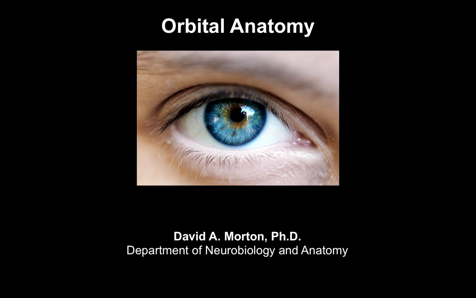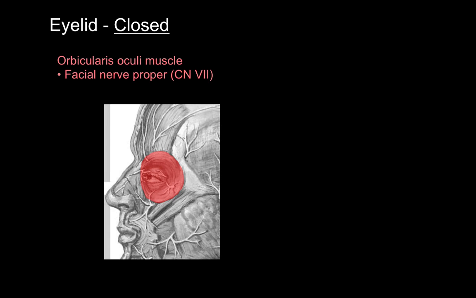Let's talk about orbital anatomy. So first, here's a picture of a lateral view of the face with the eyelid closed. The orbicularis oculi muscle, a muscle of facial expression, is a sphincter muscle. It's a circular muscle that surrounds the orbit and the eyelid or palpebrae.